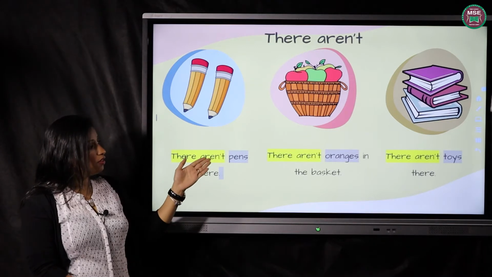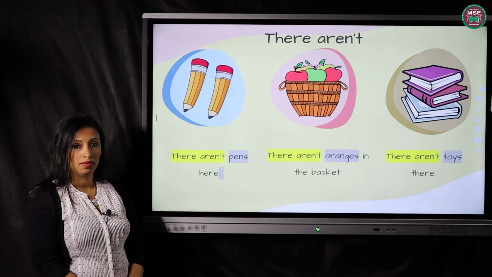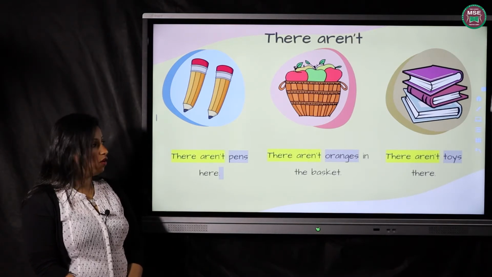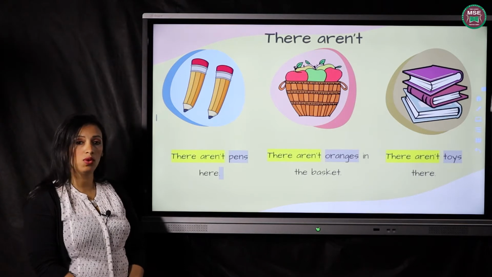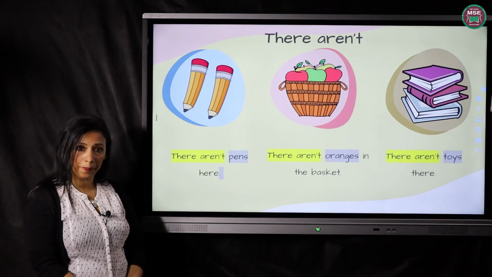Okay, there aren't oranges in the basket. Look at the basket. Apples are inside the basket. So there aren't oranges in the basket. Also, I'm talking about many things that don't exist in front of me.